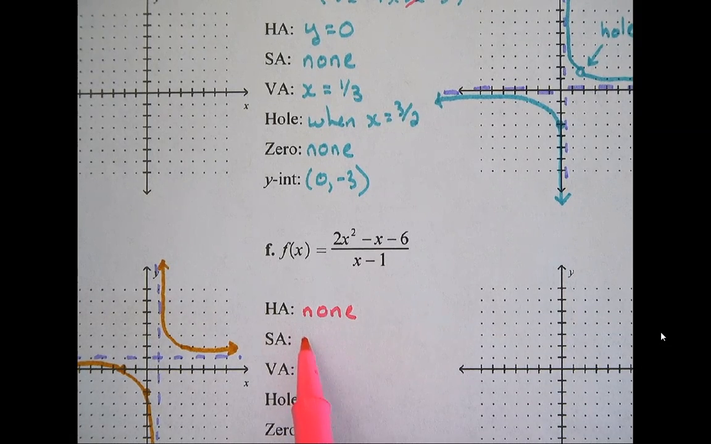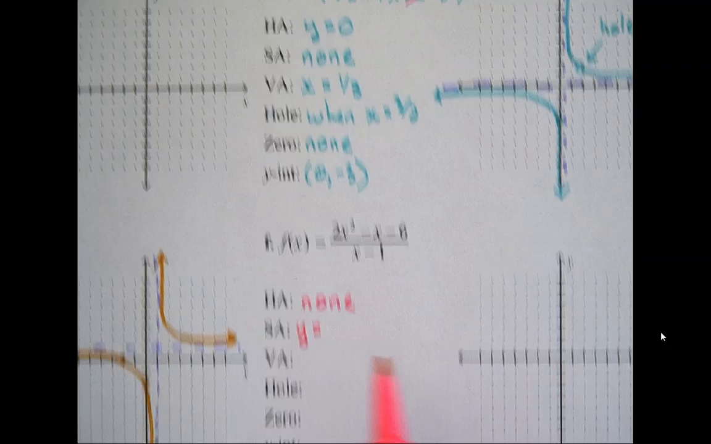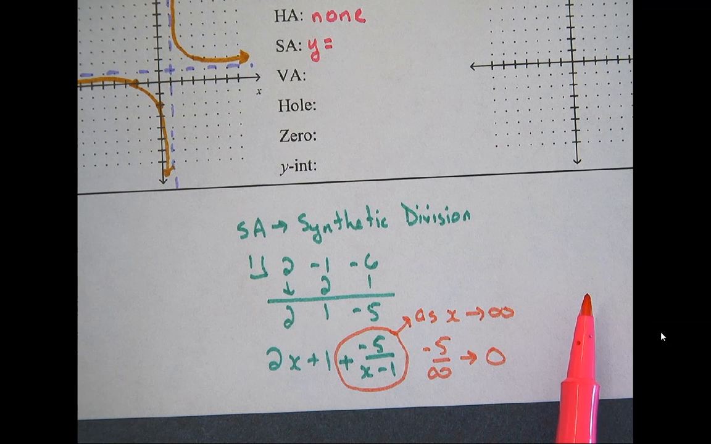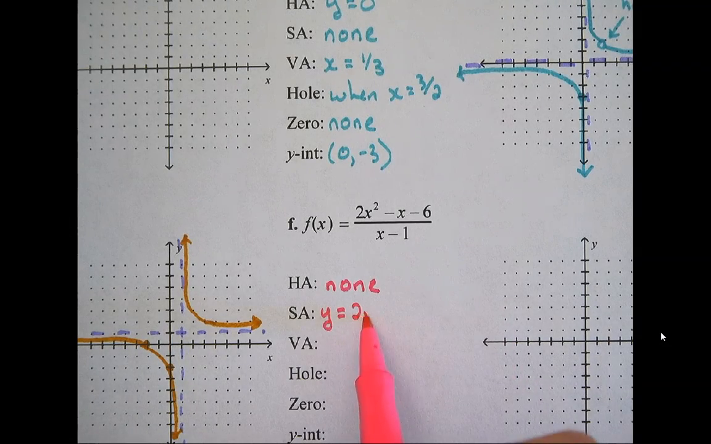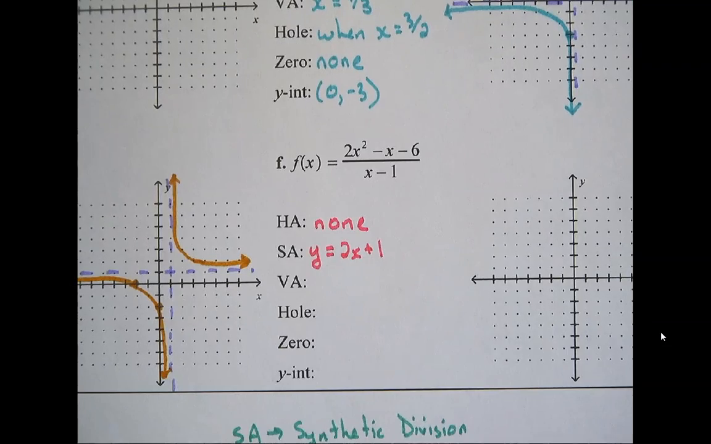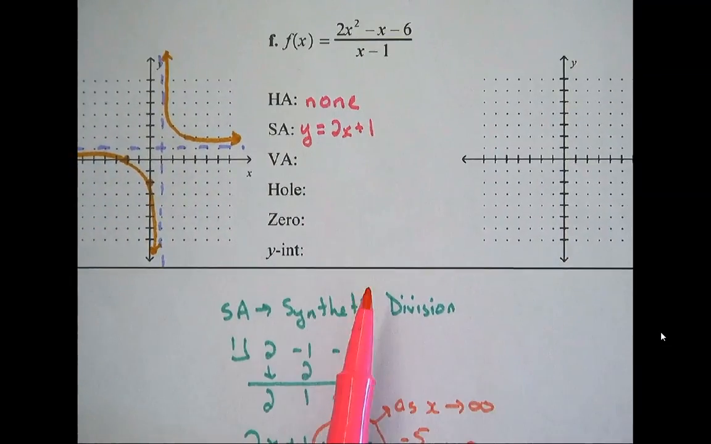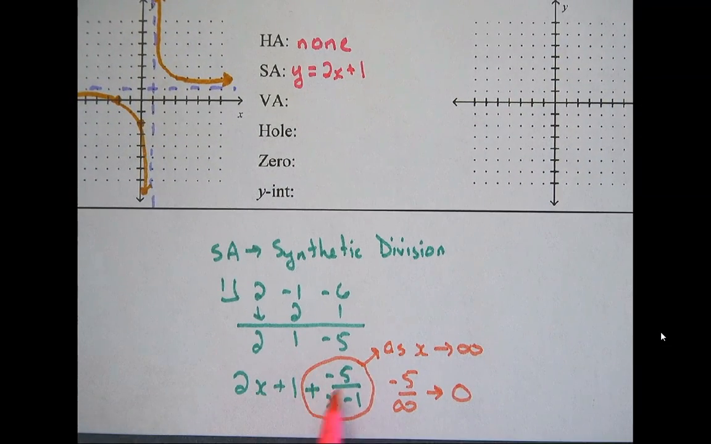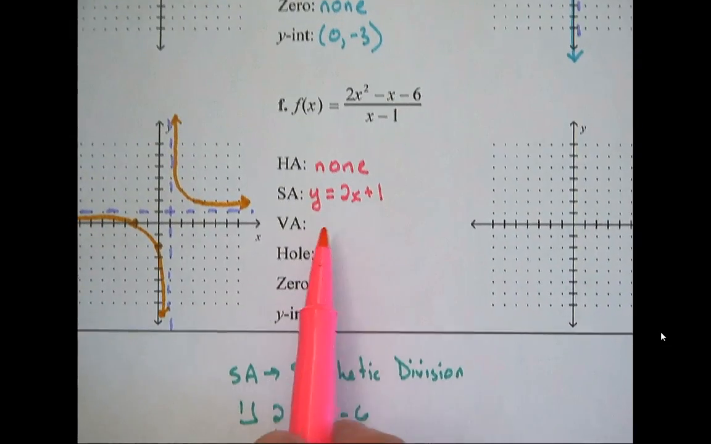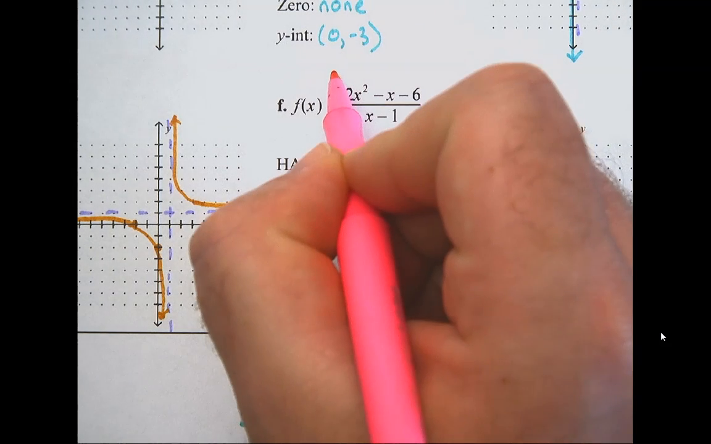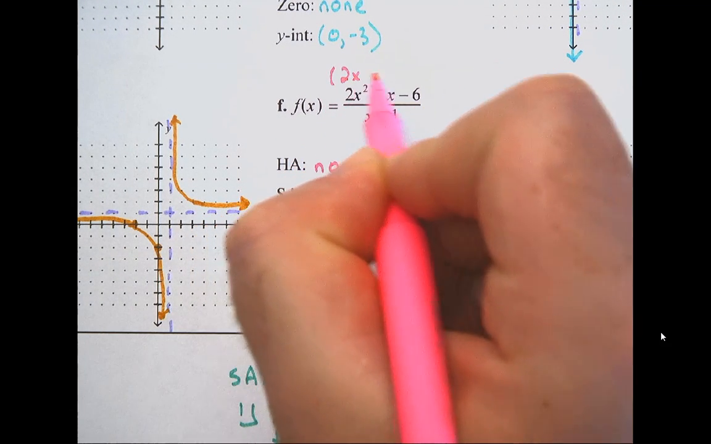So just like we did HAs were always y equals, our SA is y equals the quotient. The remainder goes off to 0 as x goes off to infinity, so we're left with 2x plus 1. So that's how you find an SA. Just synthetic divide and ignore the remainder, basically. VA, things on the bottom that don't cancel. I don't know if anything cancels until I factor it, so I've got to just factor the numerator this time.